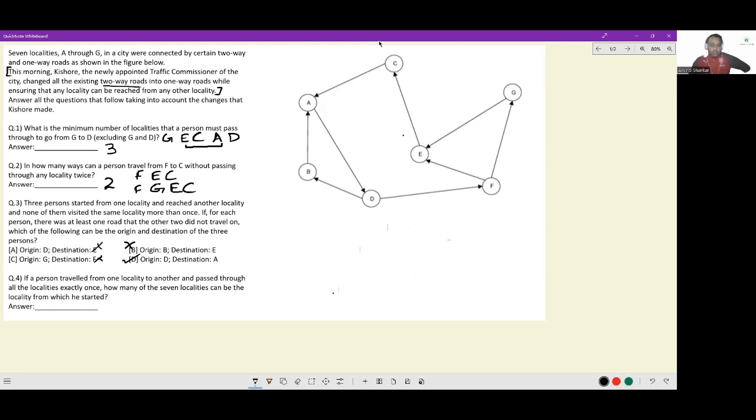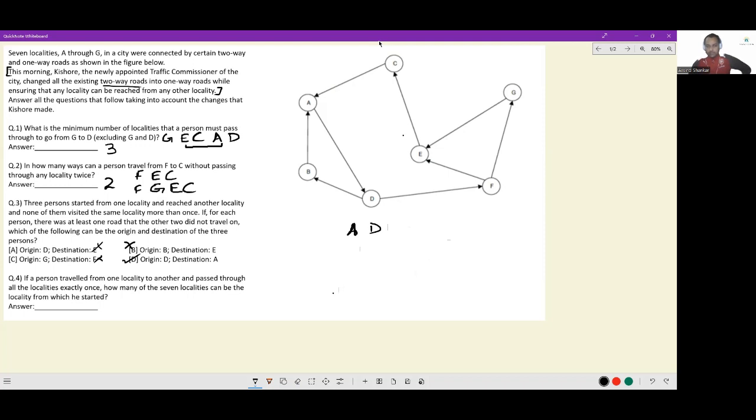Next, if a person traveled from one locality to another and passed through all the localities exactly once, how many of the 7 localities can be the locality from which he started? So you have to start from any of these localities, and you have to visit all 7 localities. Let's see if we can accomplish that. Let's say if our starting point was A, the only exit is to D.